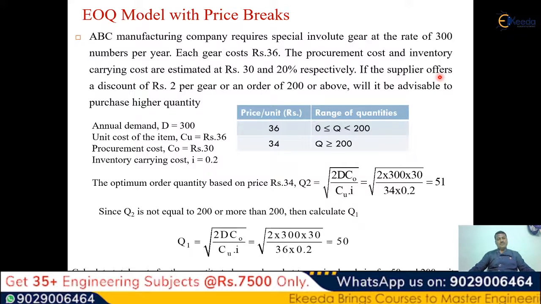And since it is not equal to 200 or more than 200, again we'll go back to the first one and we'll find out Q1, which uses the same formula and gives us 50 units. So the total cost for the quantity to be purchased will be for 50 and 200 units.